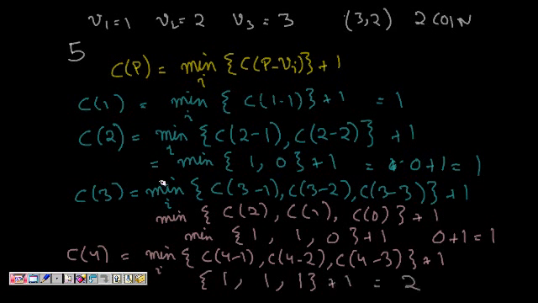So 4 I can make using a minimum of 2 coins. We see that 3 comma 1 we can use, 2 comma 2 we can use, but we cannot get fewer than this. 1 1 1 1 will also make it 4. So C of 4 is also okay. Now we will look for C of 5.